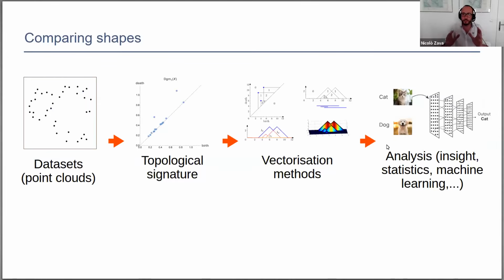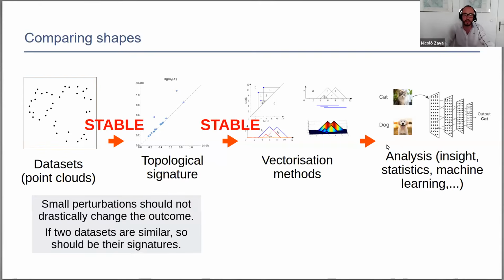So where does it fit? This is the standard computational topology pipeline. From a data set, you extract a topological signature, you then vectorize, and then either perform analysis or feed these data to some machine learning algorithm. You want all these passages to be stable. What do I mean by that? Small perturbation in the data set or in the topological signature shouldn't drastically change the outcome.